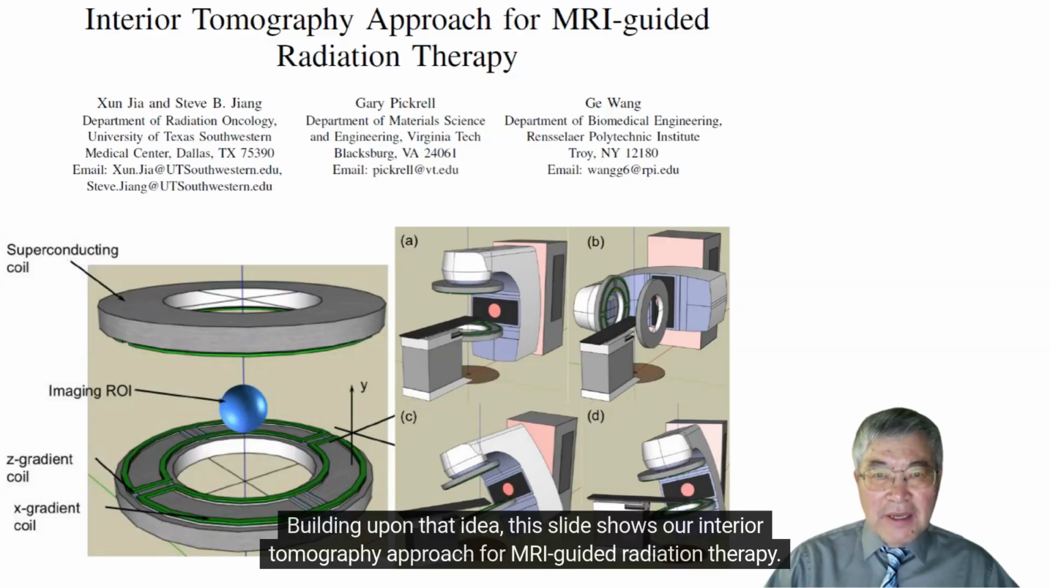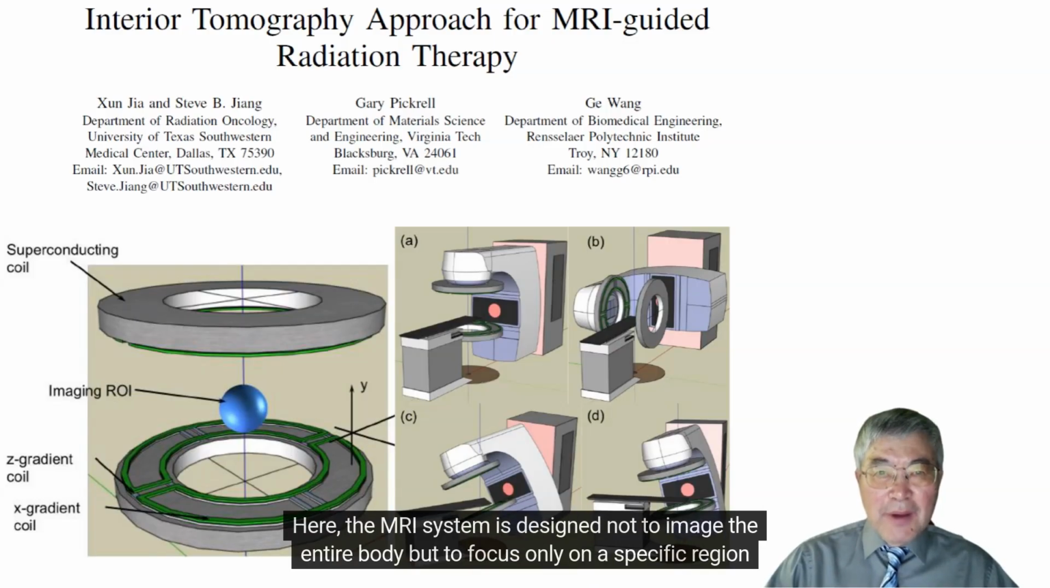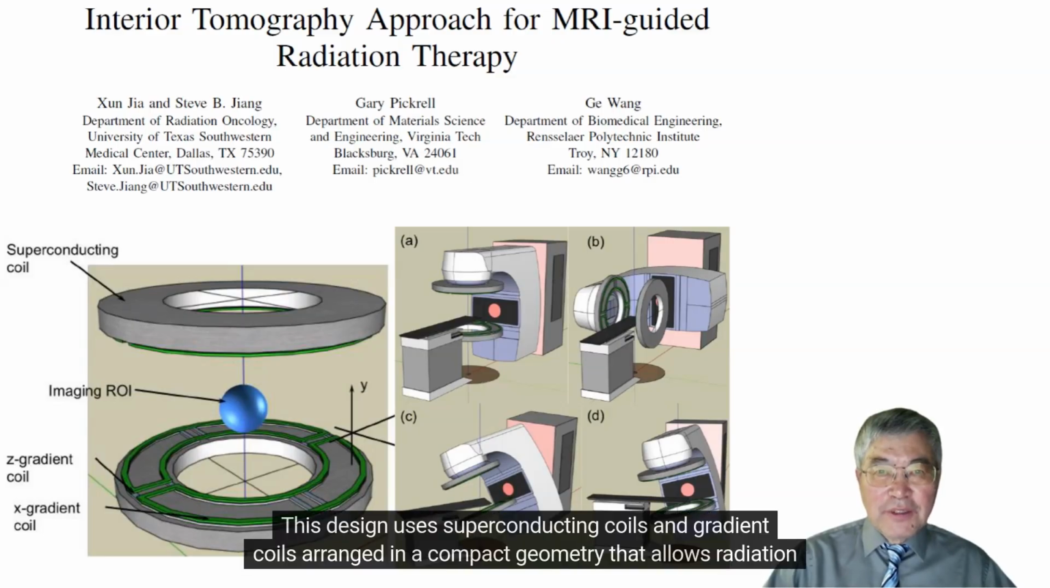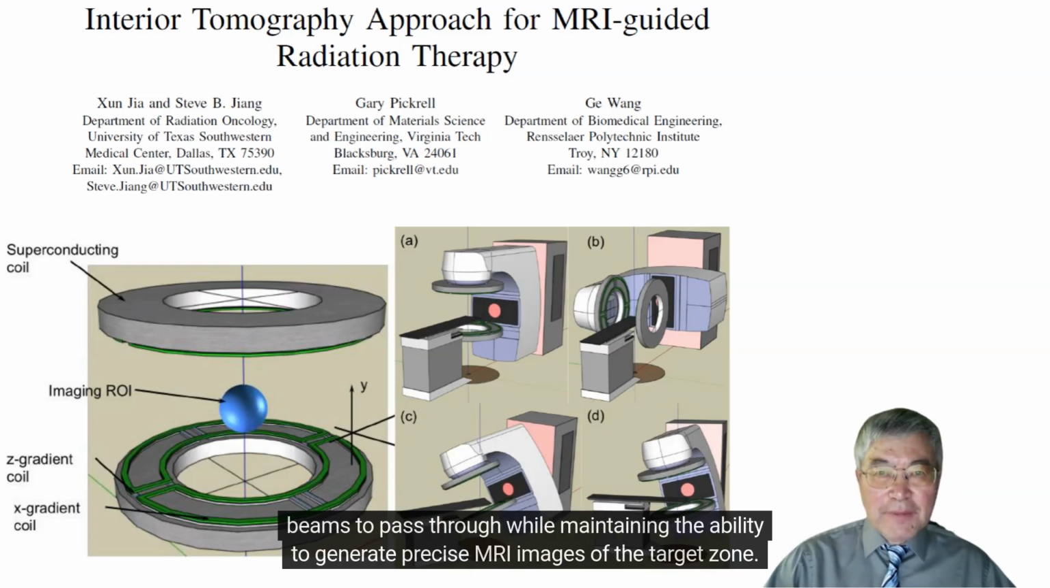Building upon that idea, this slide shows our interior tomography approach for MRI-guided radiation therapy. Here, the MRI system is designed not to image the entire body, but to focus only on a specific region of interest, such as the tumor area. This design uses superconducting coils and gradient coils arranged in a compact geometry that allows radiation beams to pass through while maintaining the ability to generate precise MRI images of the target zone.